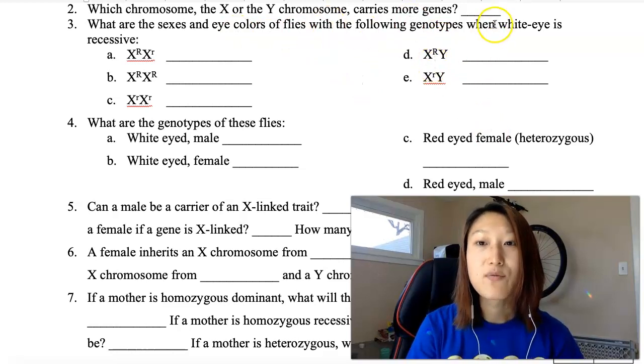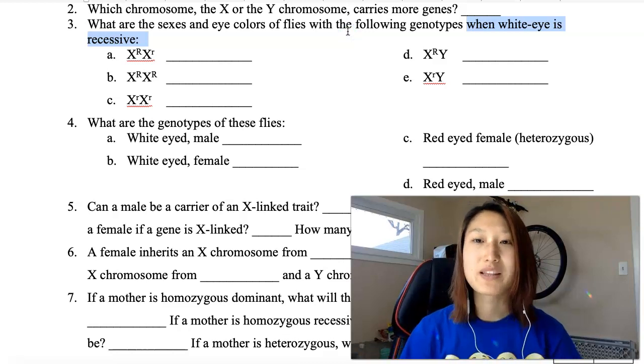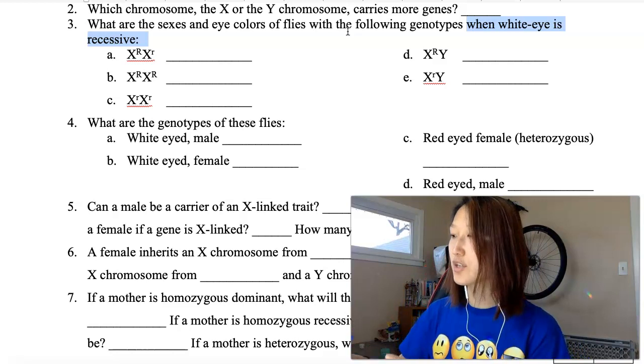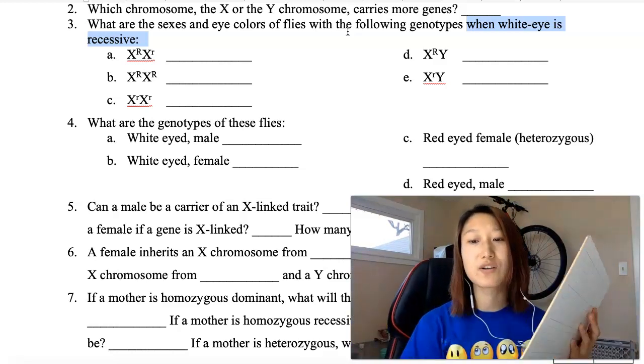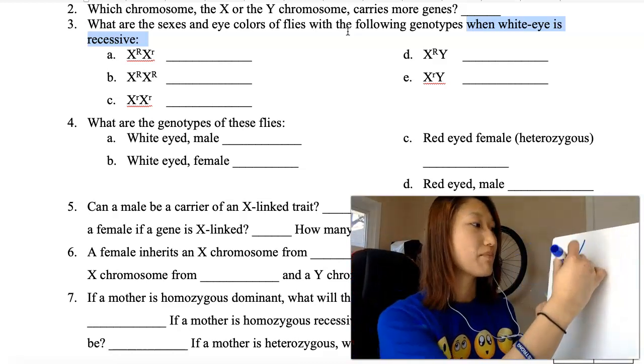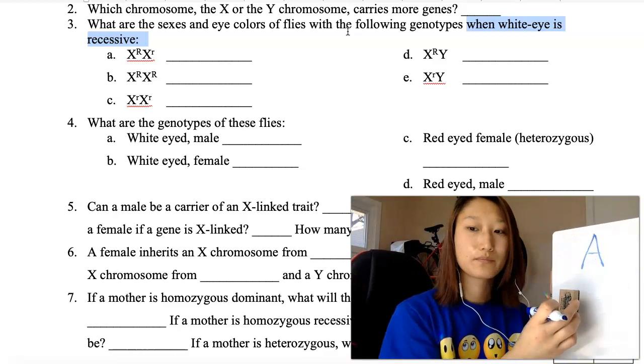So white eye is recessive, red eye is dominant. I forgot to write that, but the idea is red eye is dominant, okay? So whenever you do a sex-linked question, you always want to write out the notation. Normally in the past, you would do big A, little a, for example, or big R, little r, whatever.